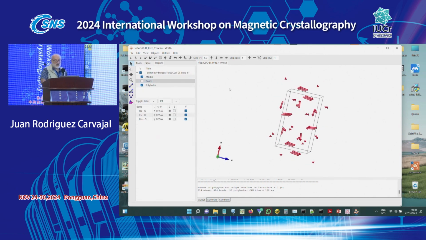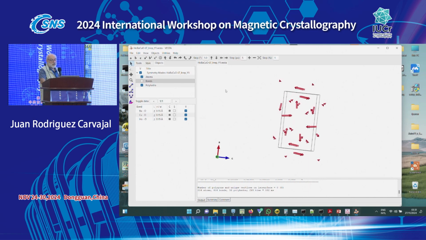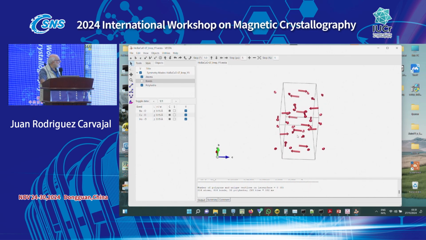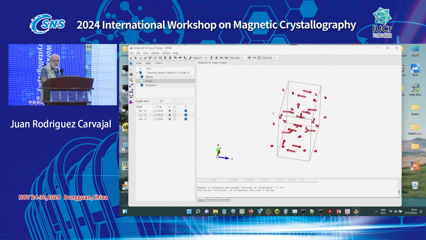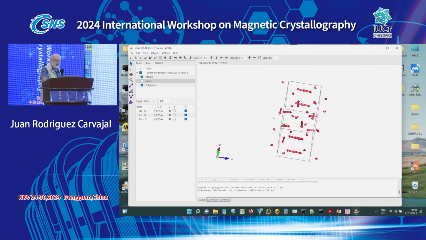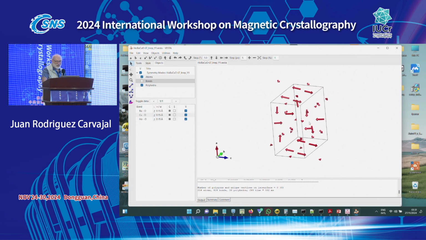Here, you see the magnetic moments. The small things are copper, and the others are holmium. There are two types. Of course, you can go now in Vesta, try to put different colors, etc., in order to recognize something. It's unfortunate that Vesta puts all the moments in the same color. You have to go and put something more.